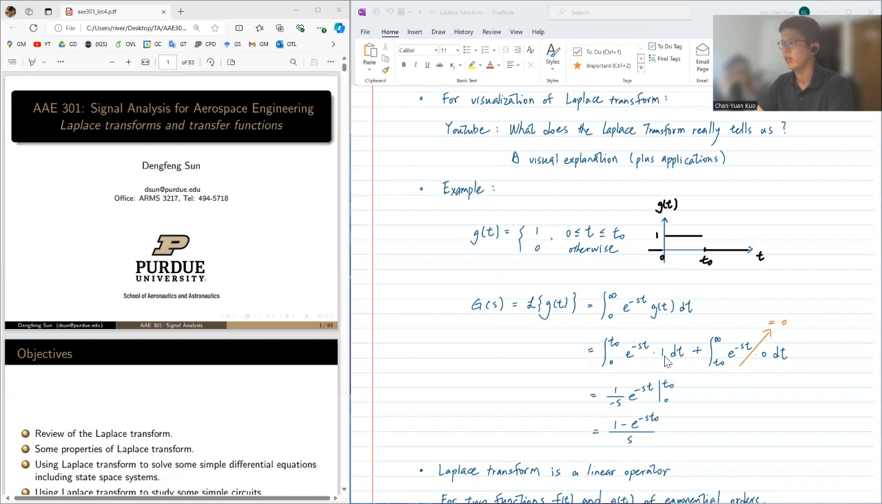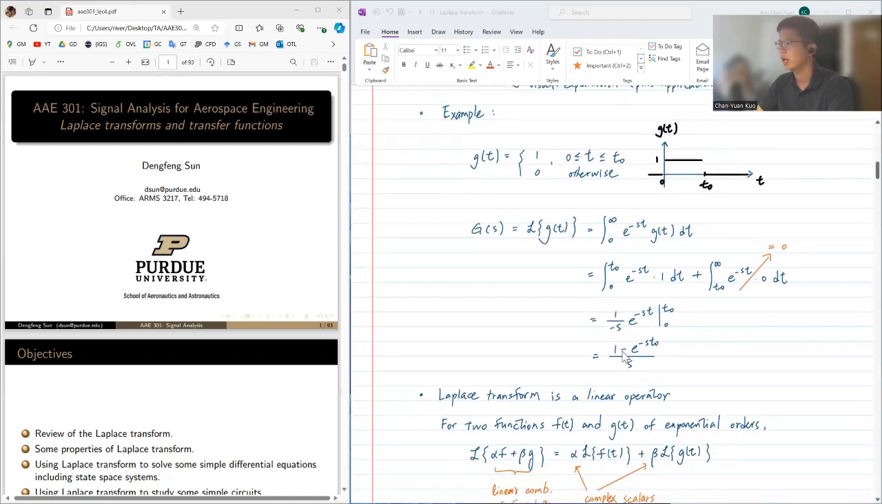If you work out the integral of the first term, what you will get in the end is (1 minus e^(-s t0)) over s. And this will be the Laplace transform of this function.